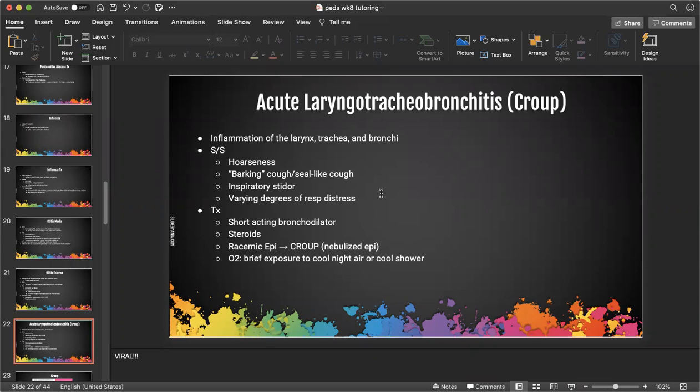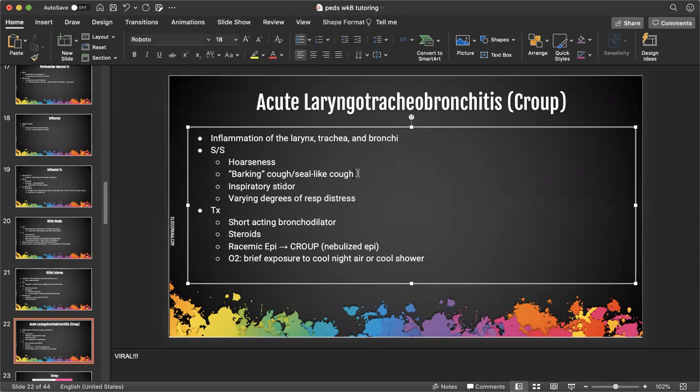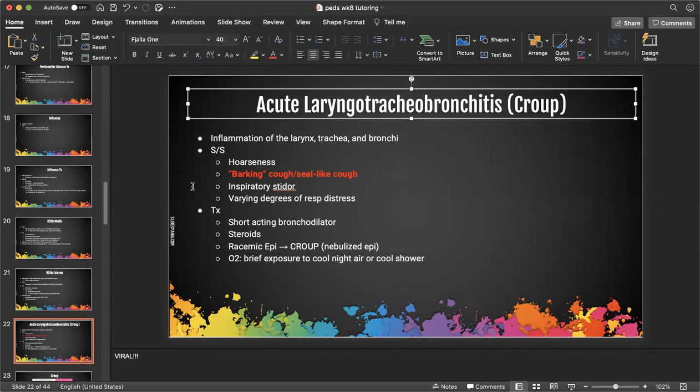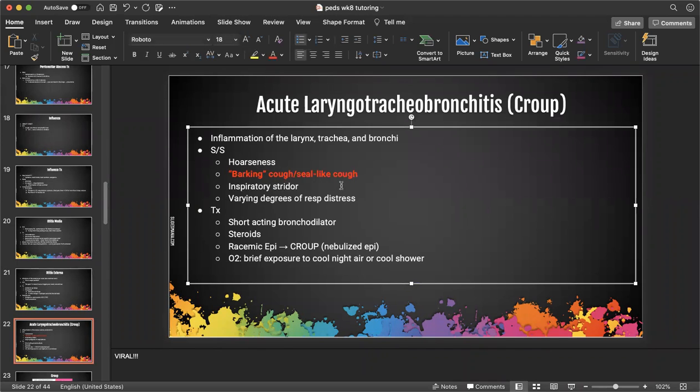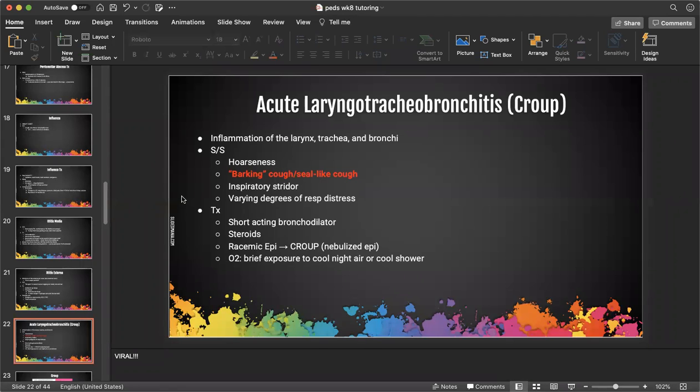Some signs and symptoms of croup are hoarseness, and this barking seal-like cough is a big sign of croup. So I'm going to go ahead and bold and make that red for y'all. So again, hoarseness, a barking cough or seal-like cough, inspiratory stridor. And then they can also have varying degrees of respiratory distress. And again, we're going to get into respiratory distress at the end.